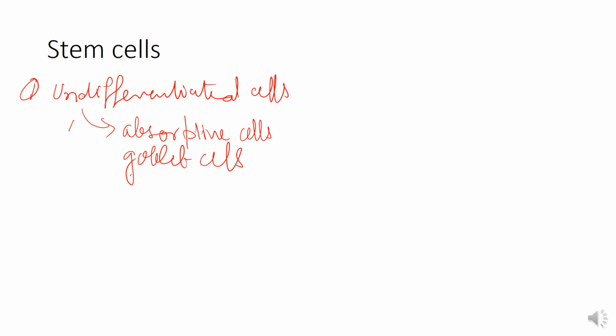Now, in this way, a constant turnover of all types of intestinal epithelial cells is ensured, as the old epithelial cells are regularly replaced by new cells. And the new cells are produced as a result of mitotic activity of the stem cells located in the lower parts of the crypts of Lieberkühn.